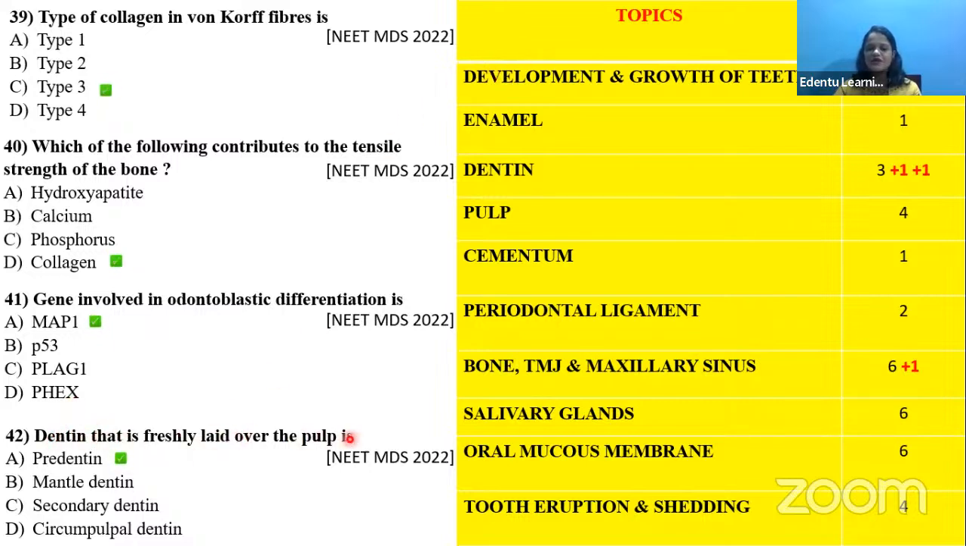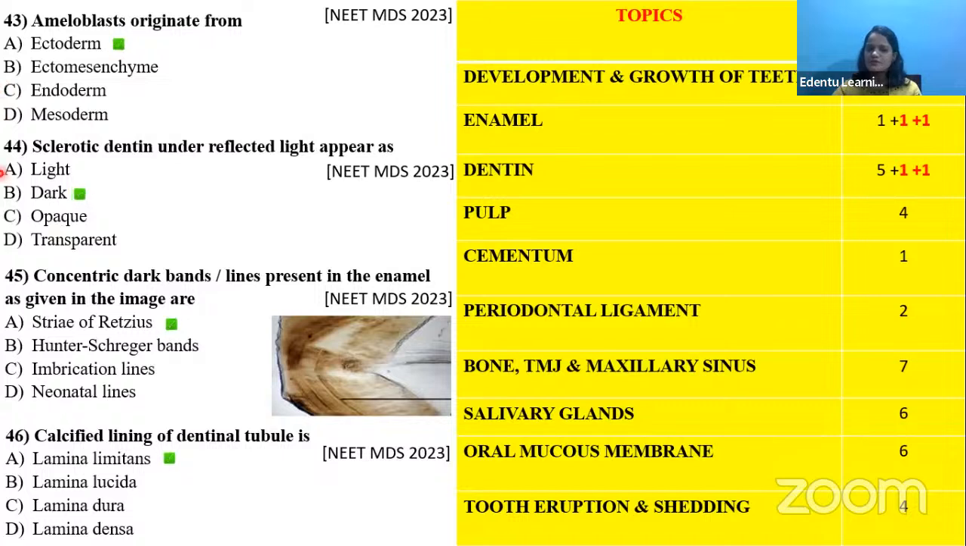Dentine that is freshly laid over the pulp space is called predentine. Again, a dentine question. Now, ameloblasts originate from ectoderm only. We can put it under the enamel chapter. Sclerotic dentine under reflected light appears as? Okay, how does the sclerotic dentine appear under reflected light? It appears dark only. We can put it under the dentine topic.